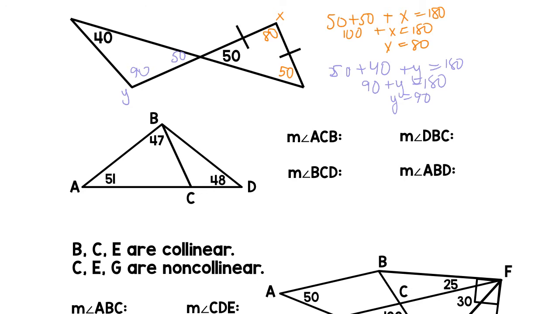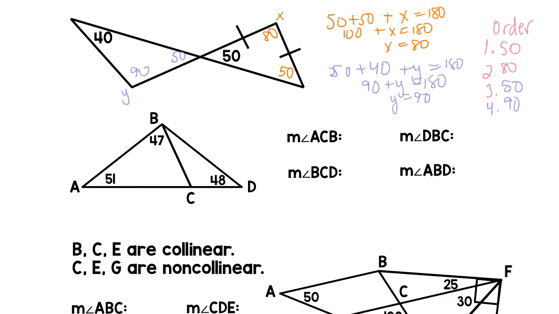So, the order we solved these in: first, we could solve 50 in the same triangle, and then 80 in the same triangle. Then we had 50 in the vertical angle, and then 90. You could have done the triangle on the left first, and then the triangle on the right. It doesn't matter either way.